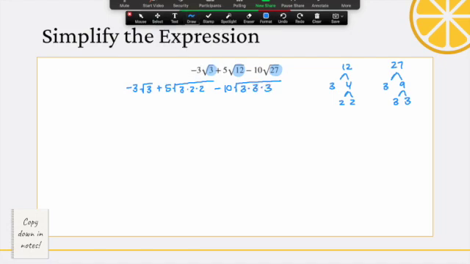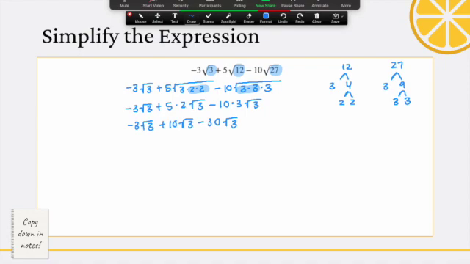So from here we could take out a pair of 2's, and we can also take out a pair of 3's. When I do that, I'm left with 3 square root of 3 plus 5 times 2, and that left over inside is the square root of 3. And then on the bottom we have 10 times 3. Left over is that square root of 3. So from here we get negative 3 square root of 3 plus 10 square root of 3 minus 30 square root of 3.